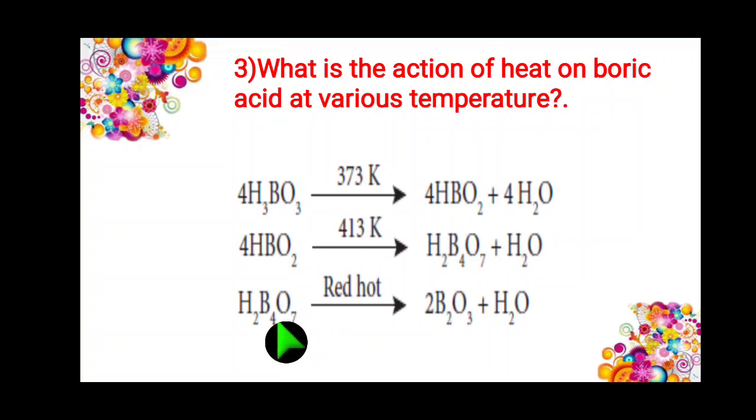Here on the left side you see the boron 4, so on the right side make it 2, 2B2. Then oxygen 7: 2 into 3, 6, plus 1, 7. Hydrogen left side 2, right side also 2.